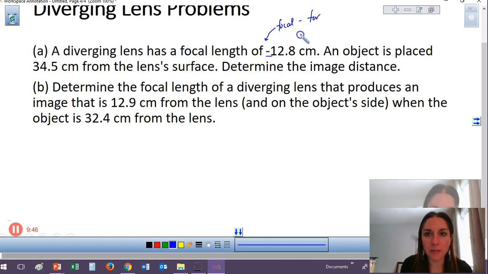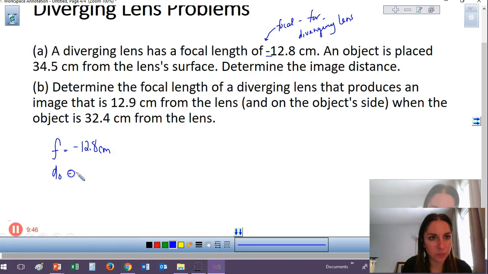The reason why it's negative is it's the way the equation knows that it's a diverging lens. So we throw in the negative sign when we're doing that. This problem actually already did so. It says an object is placed 34.5 centimeters, determine the image. So this is what it becomes. We have negative 12.8 centimeters.